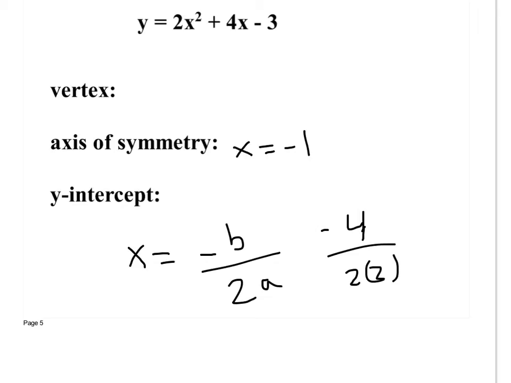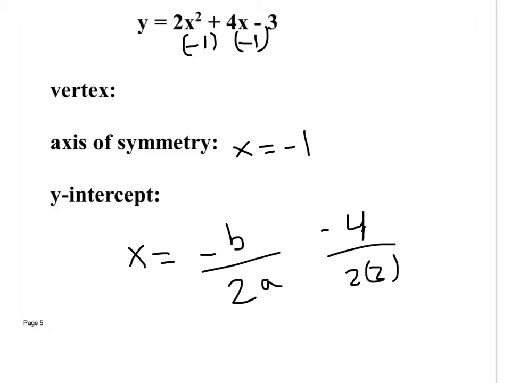What else could I use to figure out? Could I use that to figure out the vertex, or should I use that to find the y-intercept? I can use the axis of symmetry to find the vertex because the vertex includes the x-coordinate, does it not? So what I do is I plug in negative 1 for the x.